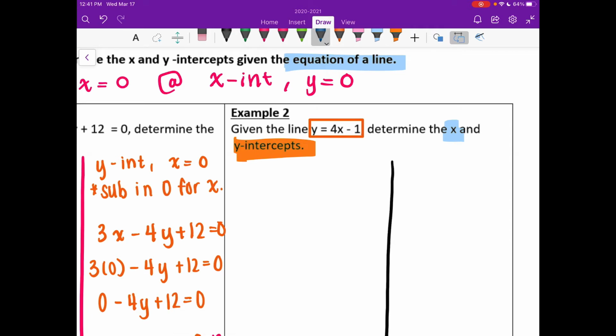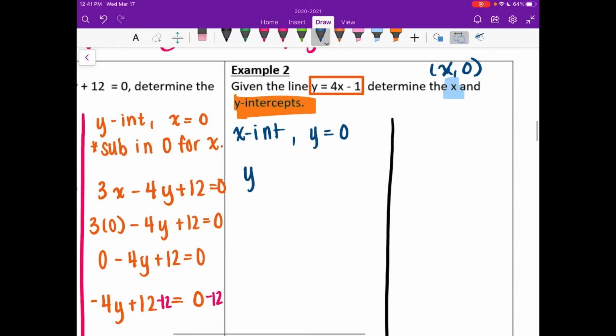Okay. Same logic is going to be applied. So let's do for the x-intercept, right? We know that y is equal to 0. So our point is going to be x, 0. So we're looking for what this x value is, right? So let's just plug that in. So let's do y equals 4x minus 1. Y is 0, so I'm going to make the y 0, 4x minus 1, right? To get rid of that minus 1 on one side, I'm going to add 1 on both.